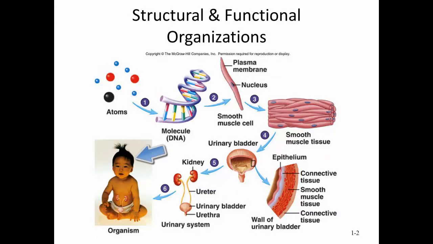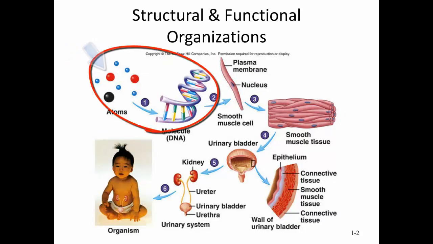So to review, going backwards, an organism is made up of a group of organ systems. Organ systems are made up of groups of organs. Organs are made up of groups of different tissues. Tissues are made up of several cells. And cells are made up of molecules. And if we break the molecules down, we have atoms. Again, atoms and molecules fall under chemical organization.